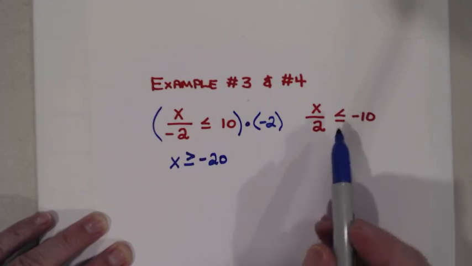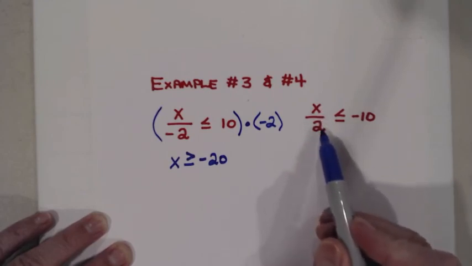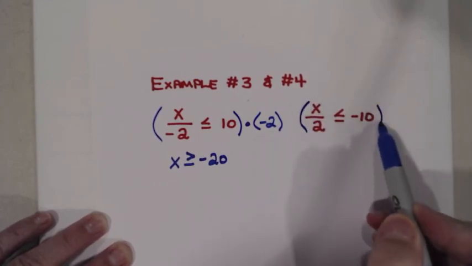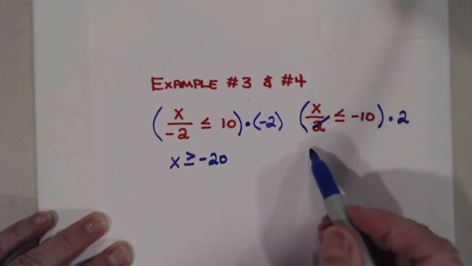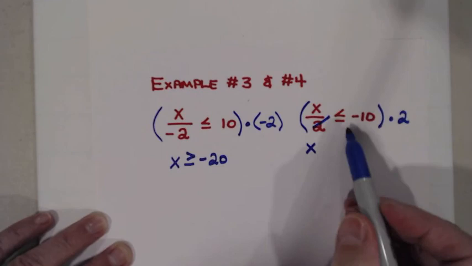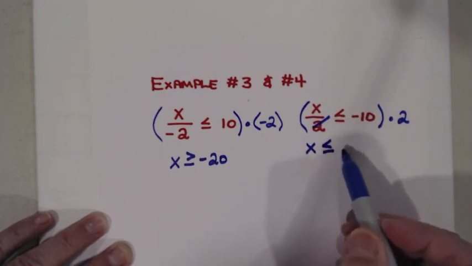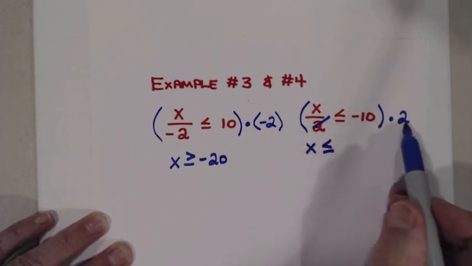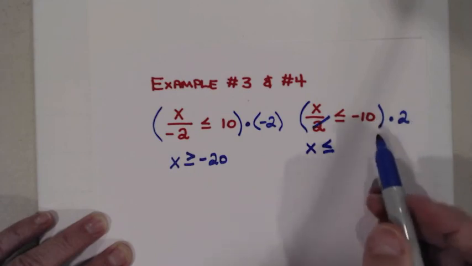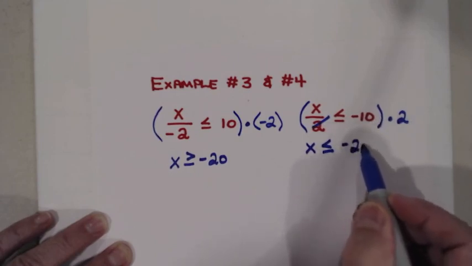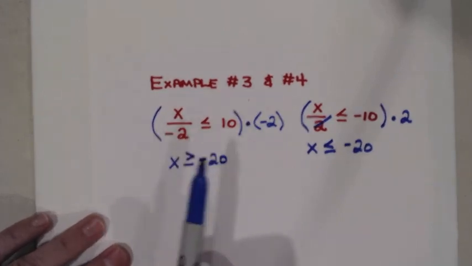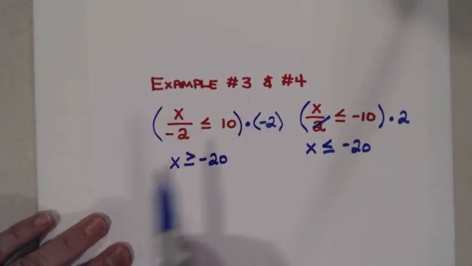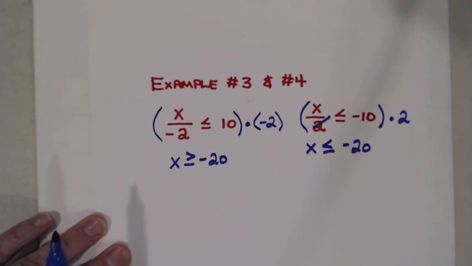Example number 4, the opposite of dividing by 2 is multiplying both sides by 2. This cancels out. I'm left with x. This inequality symbol doesn't switch around because I'm not multiplying both sides by a negative number. 2 times -10 is -20. So only if you multiply or divide both sides by a negative number does the inequality symbol switch around.